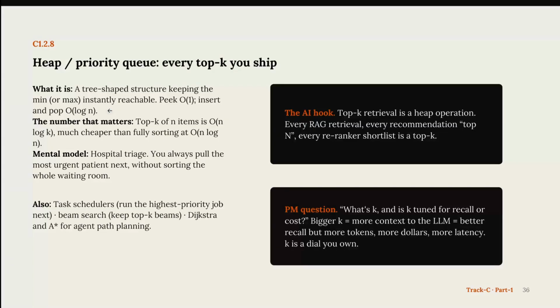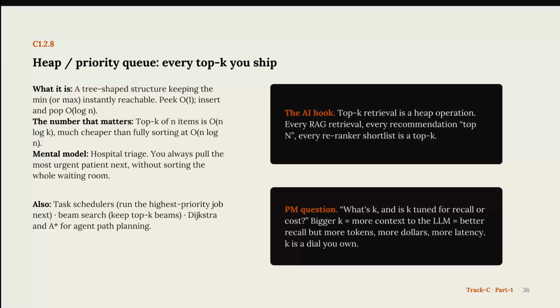Okay, the number that matters, a top k of n items, is O(n log k). Because we are saying n times we'll have the search happening, and you need to get the top k out of that. Much cheaper than a full sorting at O(n log n), which is way more, because you're looking at n items instead of just the top k. And the mental model is a hospital triage. You always pull the most urgent patient next without sorting the whole waiting room. You know that somebody has fever, you put him in the queue, you see somebody coming urgently with a lot of pain, unable to bear it, you'll triage him first. So heap or priority queue is what hospitals use.